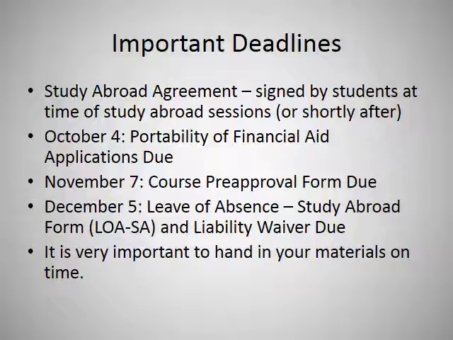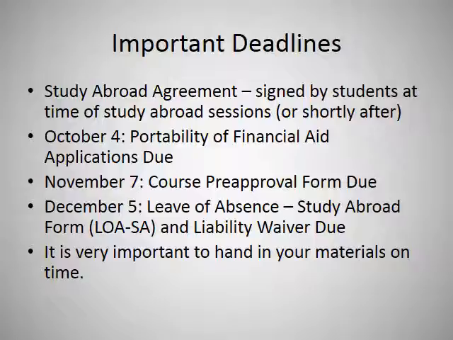The second major deadline is the portability of financial aid, and that is on October 4th. That is extremely important for any student who receives any type of financial aid, whether it be merit aid, a tuition exchange through some sort of organization, or financial need-based aid. A third deadline is November 7th, when we have a course pre-approval form due, and this is very important for the transfer of credits, especially for majors and minors.